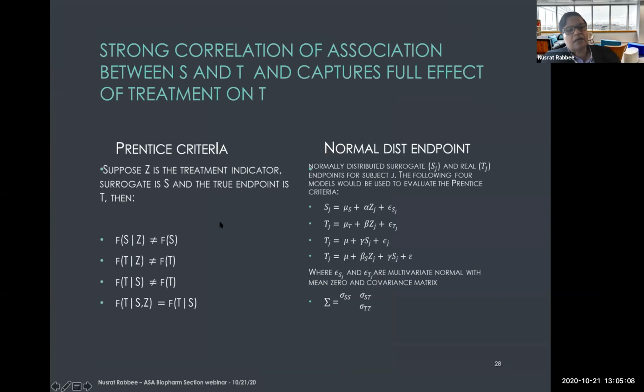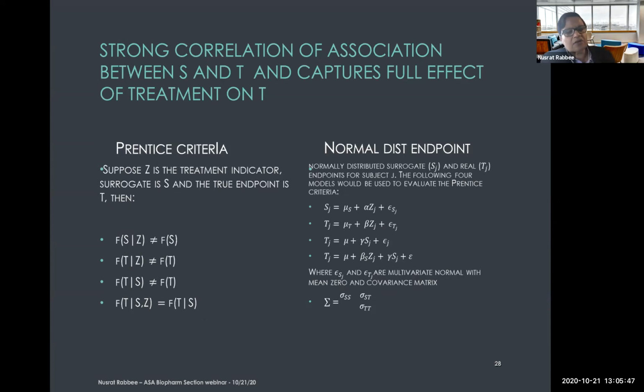If Z is the treatment, S is the surrogate, and the true endpoint is T, then you have to show that the treatment has an effect on the surrogate, the treatment has an effect on the true endpoint, and the surrogate has an impact on the true endpoint, meaning all of these are correlated. And then this last one is very stringent. It says the surrogate completely explains the treatment effect on the true endpoint, which was like our condition A, picture A.